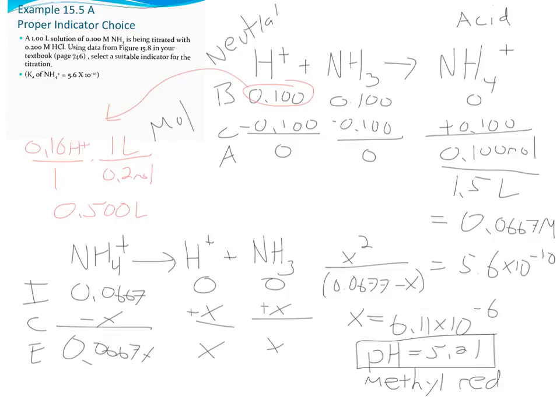We're used to picking phenolphthalein for things, but it doesn't always work out to be the best option. Different solutions change pHs at different colors. This one we need something that changes at 5.21.